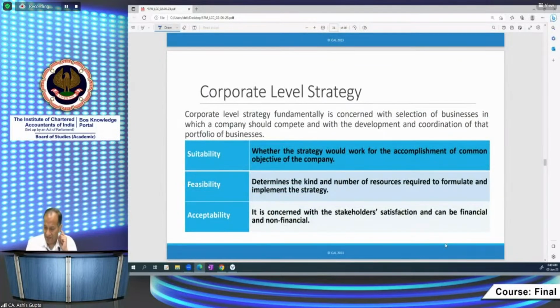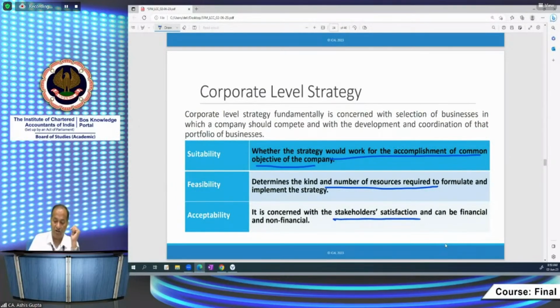Now, just a briefing: at the corporate level, the strategy is decided for the accomplishment of the objectives. It determines the kind and number of resources. This is very important because it is at the corporate level that we normally raise funds. The company decides how much funding is required. Suppose Reliance comes out with a new venture, of course they have to decide how to raise the funds from the market, and what the various resources are.